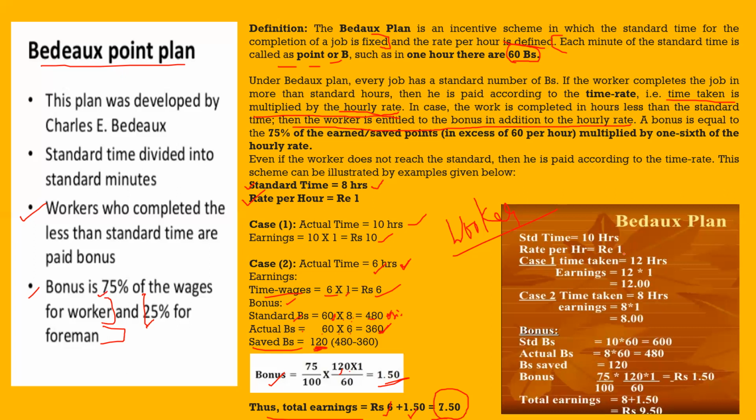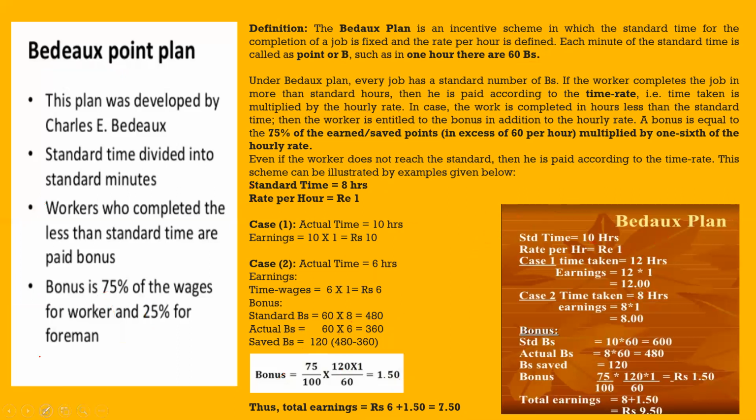The same example here in this image also, you see the thing is that the standard time has changed here. The standard time given here is 10 hours. Here in case 1 they have taken 12 hours. Here in case 2 he has taken 8 hours. The same example with different numericals.